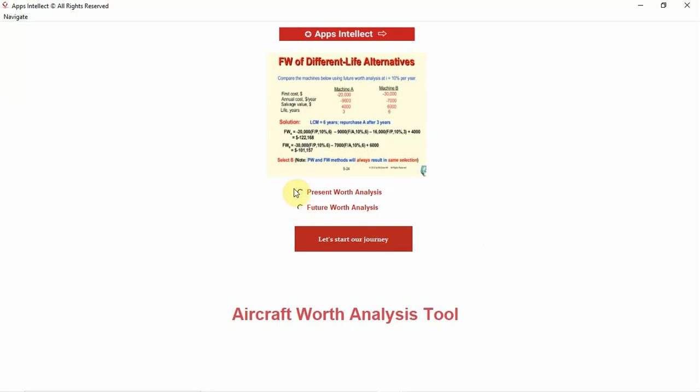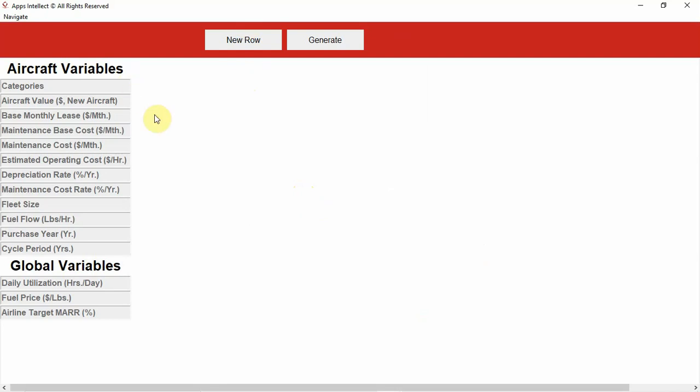So let's have a look at the present worth analysis, the first application, and then we'll have a look at the parameters. These are the parameters that have to be input by the airline. We have taken a scenario where this particular airline is going to buy a new aircraft, with a base monthly lease per month figure. What is the monthly lease they have to pay for the aircraft? Then the maintenance base cost per month, which is an estimated value that needs to be entered by the airline.